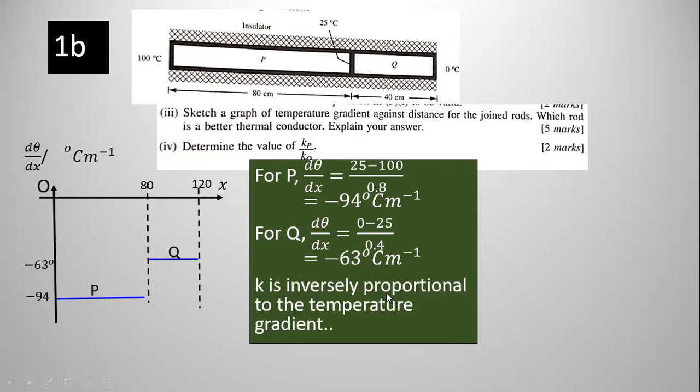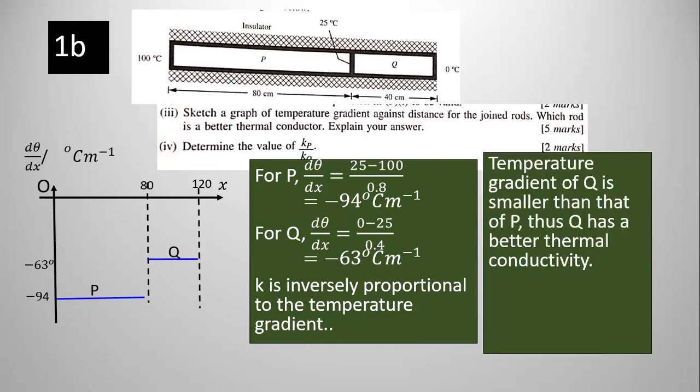And K is inversely proportional to temperature gradient. So roughly that will guide you where the value should be written. And then they ask you to explain your answer. Your K is inversely proportional to temperature gradient.